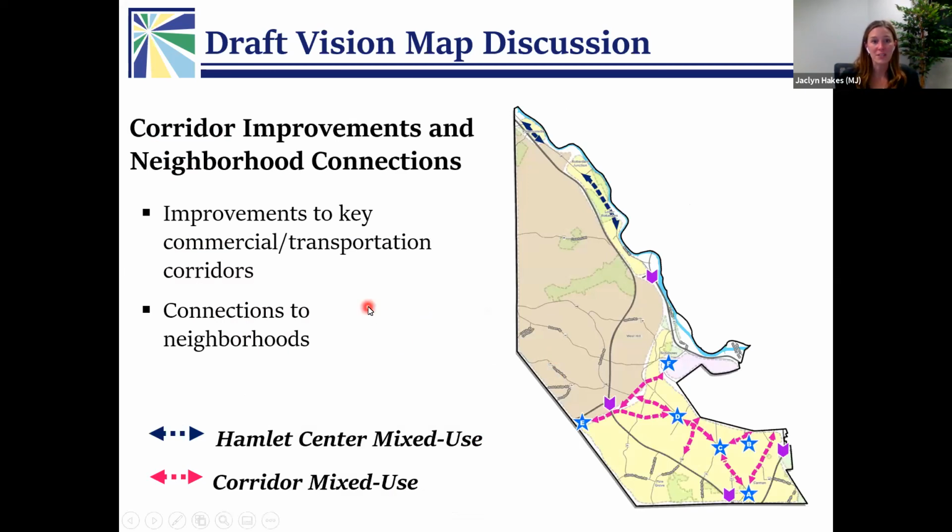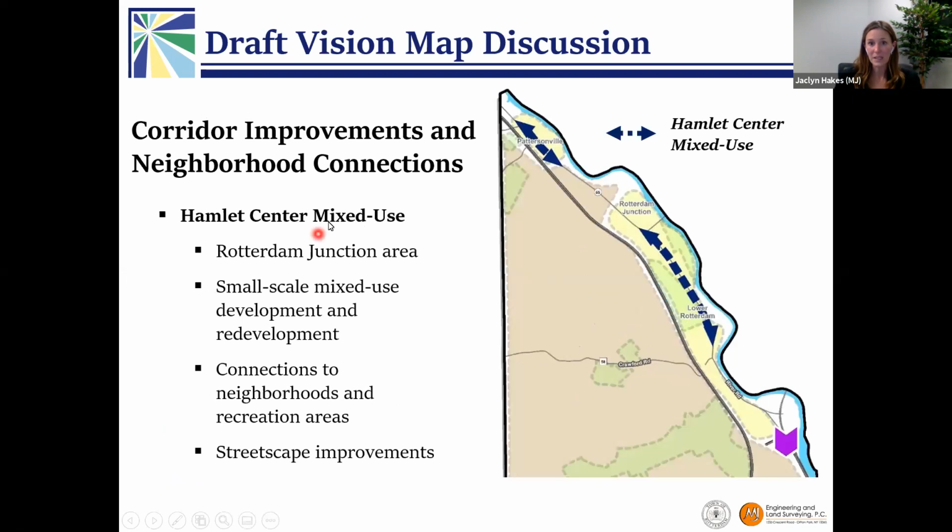Next up on the vision map, we want to talk through with you about corridor improvements and neighborhood connections. These are the locations where there are opportunities to improve key transportation and commercial corridors that do exist, but they also provide important connections to your residential neighborhoods. And so we've identified what we're calling a hamlet center mixed use, which are these blue dotted lines here, as well as a corridor mixed use, which are these pink magenta dotted lines down in the southern portion of the town.